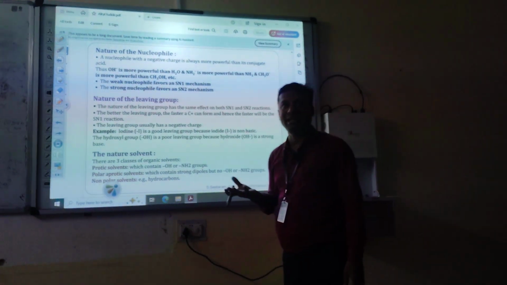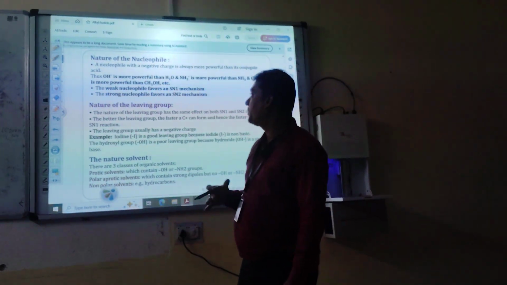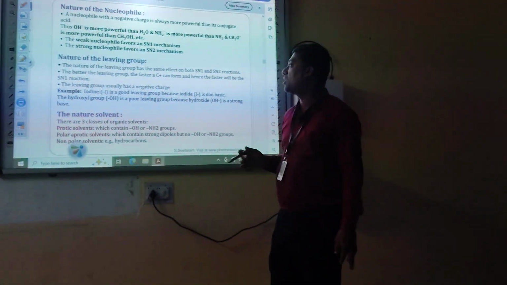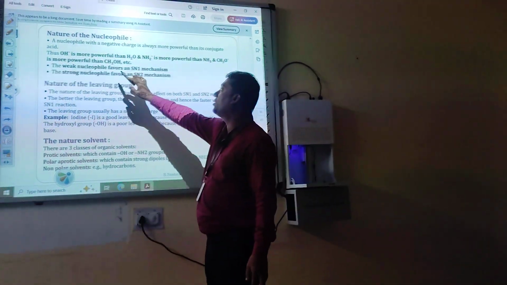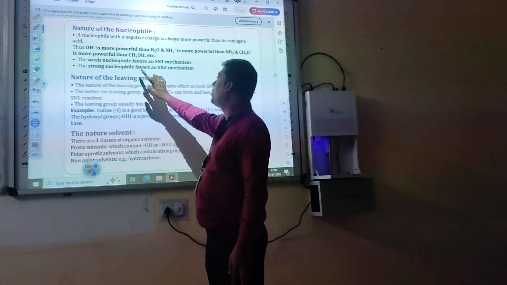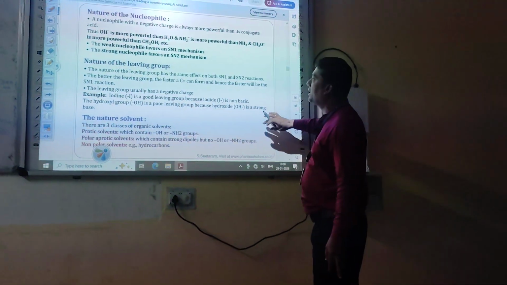A nucleophile is always negatively charged. If the negativity is very small, that is known as a weak nucleophile, which will favor the SN1 mechanism. But a strong nucleophile favors the SN2 mechanism.